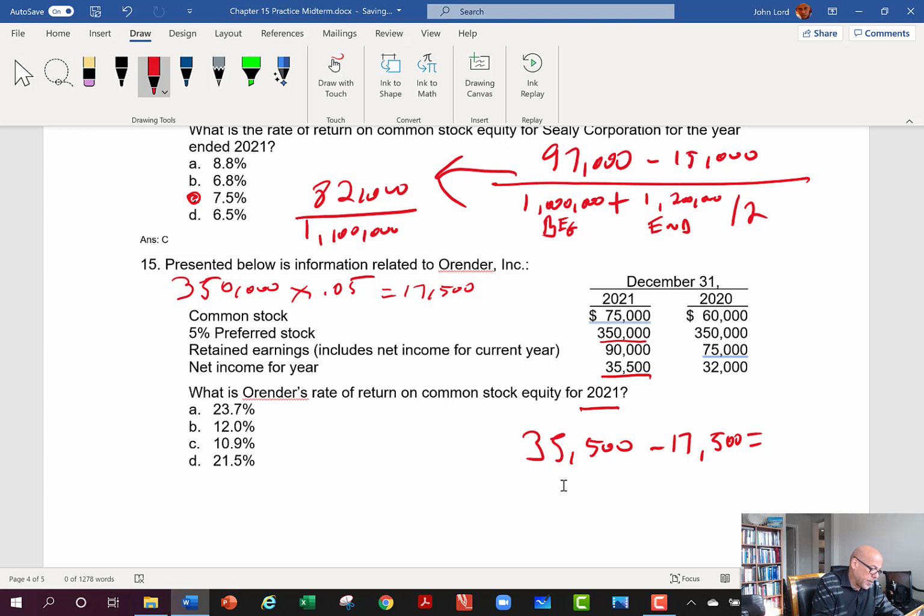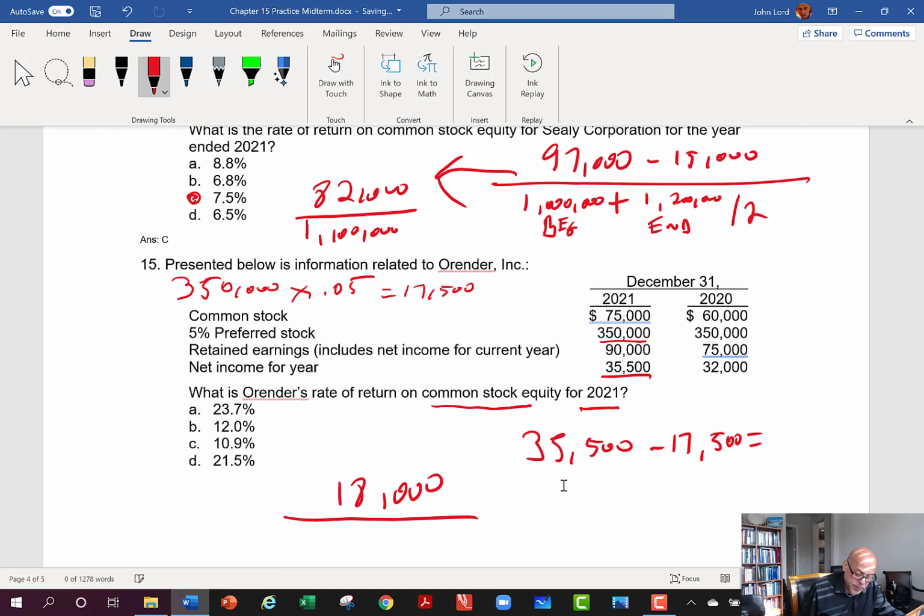350,000 minus 17,500 gives me 332,500 is the numerator here, not 332, that wouldn't that be nice? 35,500 minus 17,500 is 18,000. Okay, that's the numerator. Now, for the denominator, what happens is you have to sit here and consider the average of the entire stockholders' equity.